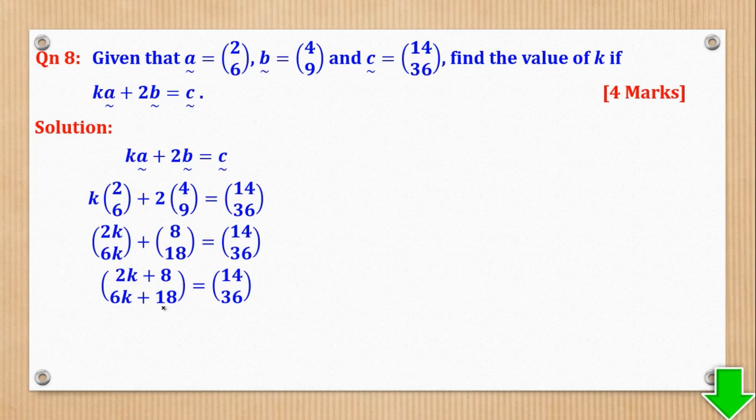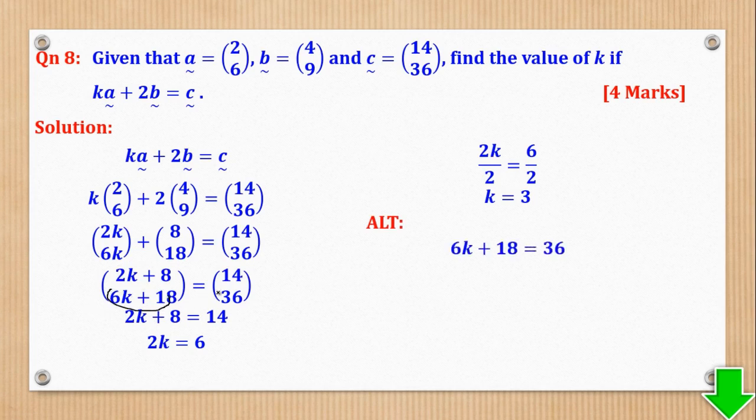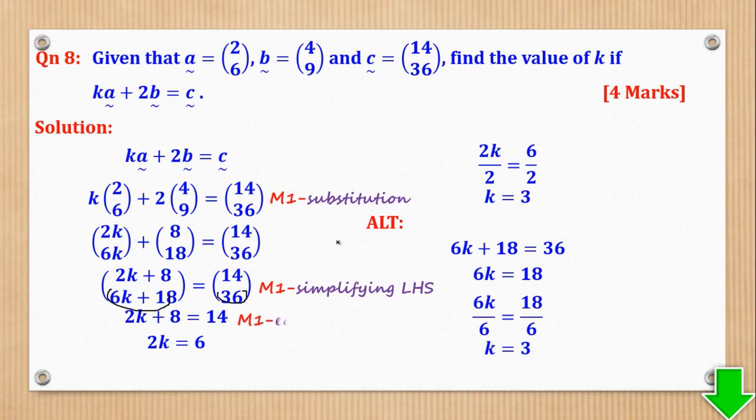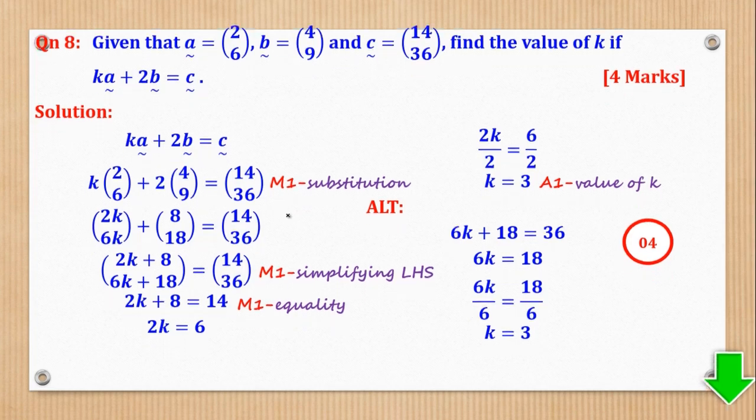Then from there, we'll use the property of equality. Equality means equate the i components to give you the value of k as 3. That is one approach. Another one could say, why don't I equate the j components? It is also okay. So alternatively, if I equate the j components, I'll come up with still the value of k as 3. So any approach is okay. So that's how we could get the 4 marks.